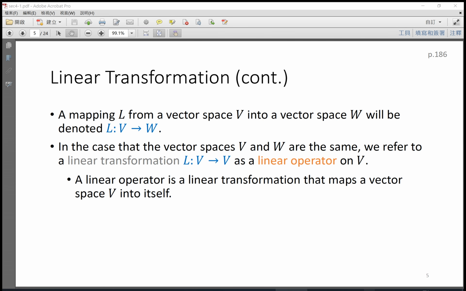We use the notation L: V → W to denote a mapping L from a vector space V into a vector space W. In the case that vector spaces V and W are the same, we refer to a linear transformation L: V → V as a linear operator on V. That is to say, a linear operator is a transformation that maps a vector space V into itself.